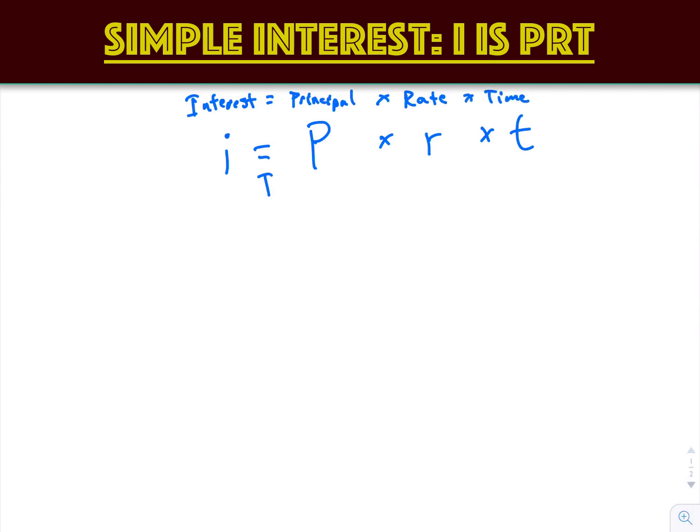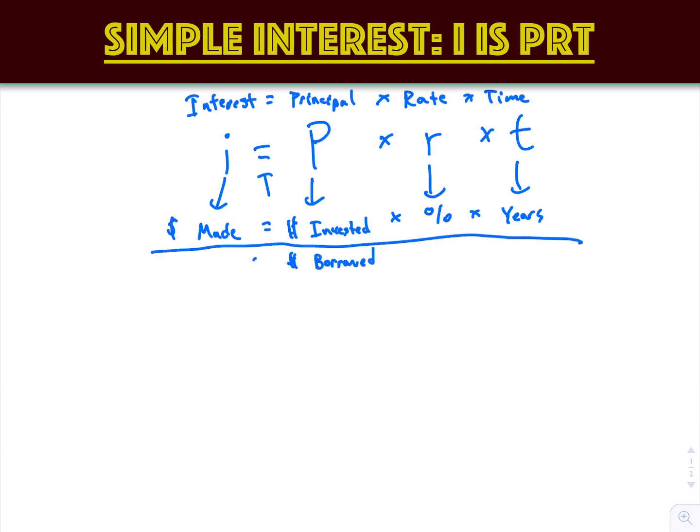And that might seem intimidating at first, but the truth is that principal is just the amount that you invest. Interest is the amount you make. Rate is our percentage as a decimal. And time, well, time is time, and it's supposed to be in years. You could also view this as an amount owed. So it would be the dollars borrowed equals the dollars owed times the percent times the years.